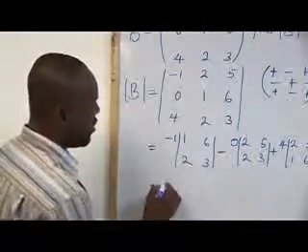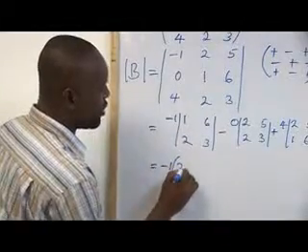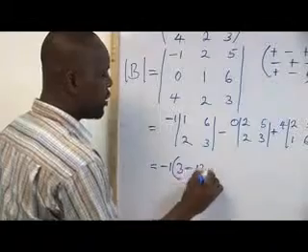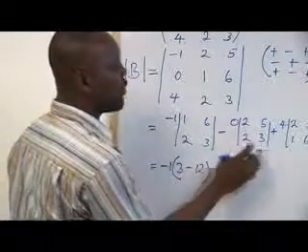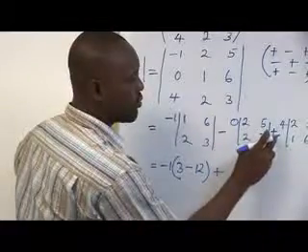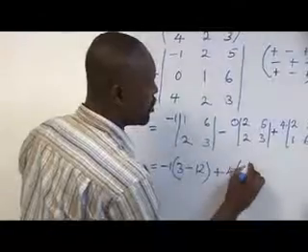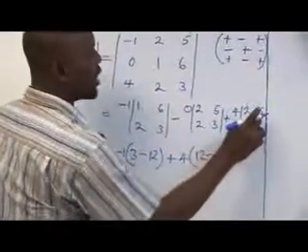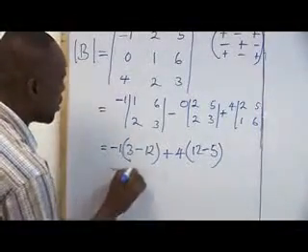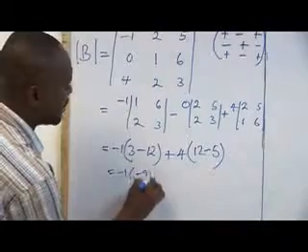So I go here, minus 1. 1 times 3 is 3. Minus 2 times 6 is 12. I'll just neglect the whole of this because I know it's going to be 0. I'll move straight here. That's plus 4 into 2 times 6 is 12 minus 1 times 5. We have 5. And this is minus 1. 3 minus 12 is minus 9.